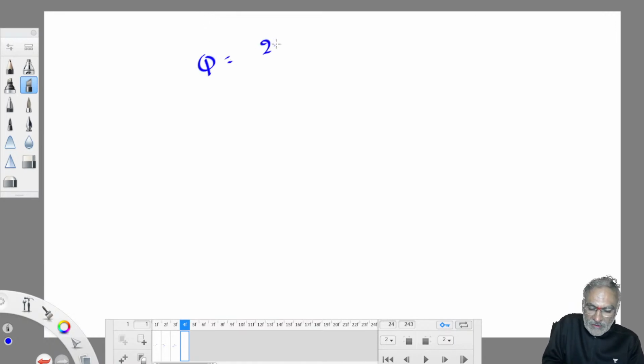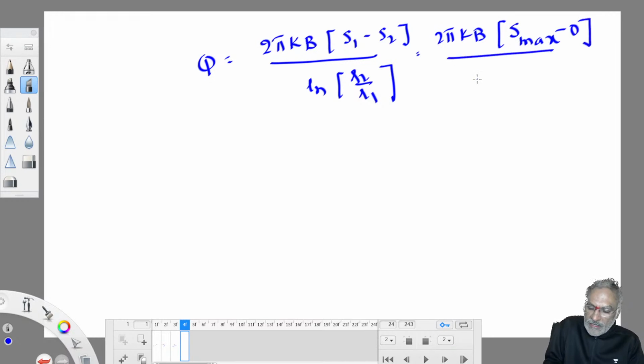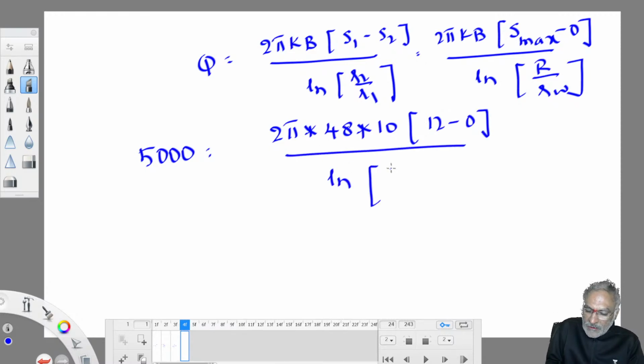So Q is equal to 2 pi kb into (S1 minus S2) by ln R2 by R1. It is a 1 mark or 2 marks question only. If we substitute, it equals 2 pi kb into (S max minus 0), since S2 is 0, by ln R2 by R1, where R2 is capital R and R1 is RW. RW is unknown. So 5000 meter cube per day is equal to 2 pi into 48 meters per day, B is given as 10 meters, S max is 12, by ln capital R, which is 500 meters, over RW. The only unknown is RW.